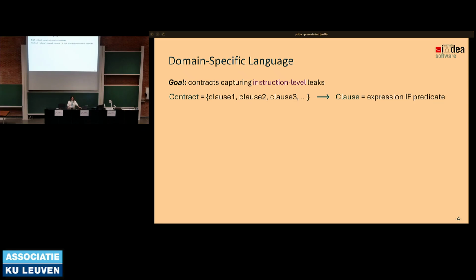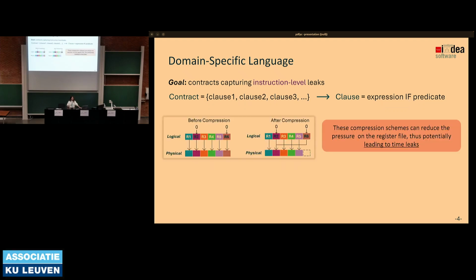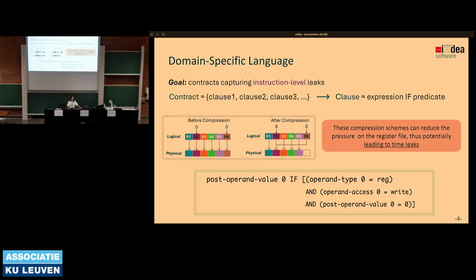As an example, because maybe this is kind of weird to understand so far, imagine that we have a simple optimization like the register file compression on 0, which allows us to map the different logical registers that are stored with the same value, 0 for example, into the same physical register. The problem is that this compression sometimes can lead to timing leaks. In our domain-specific language, we can define these kinds of leaks the following way. We can observe the value after the instruction is executed whenever we have a register that is being written with a value of 0. Okay?